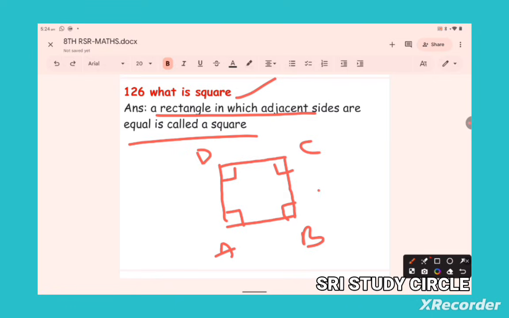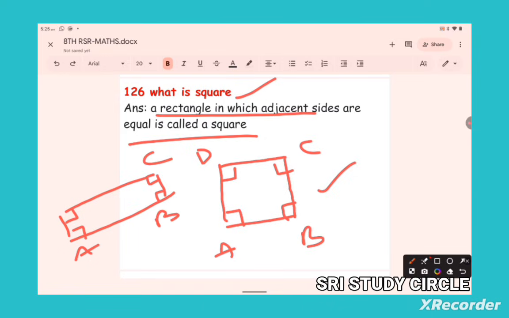Here this is a square. What about this one? This is a rectangle. Opposite sides are equal, opposite sides are parallel, opposite angles are equal, but each angle is 90 degrees. Suppose this is rectangle ABCD. Here in the rectangle, AC and BD are the diagonals. Diagonals bisect each other. The lengths of the diagonals are equal here.